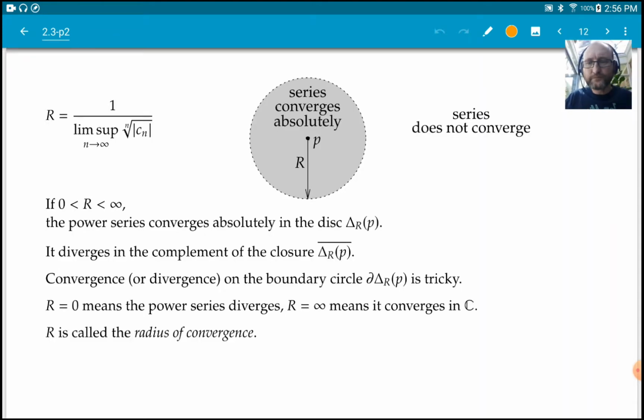All right. Now, this capital R is called the radius of convergence. And it's called the radius because it's the radius of this circle, of this disk.